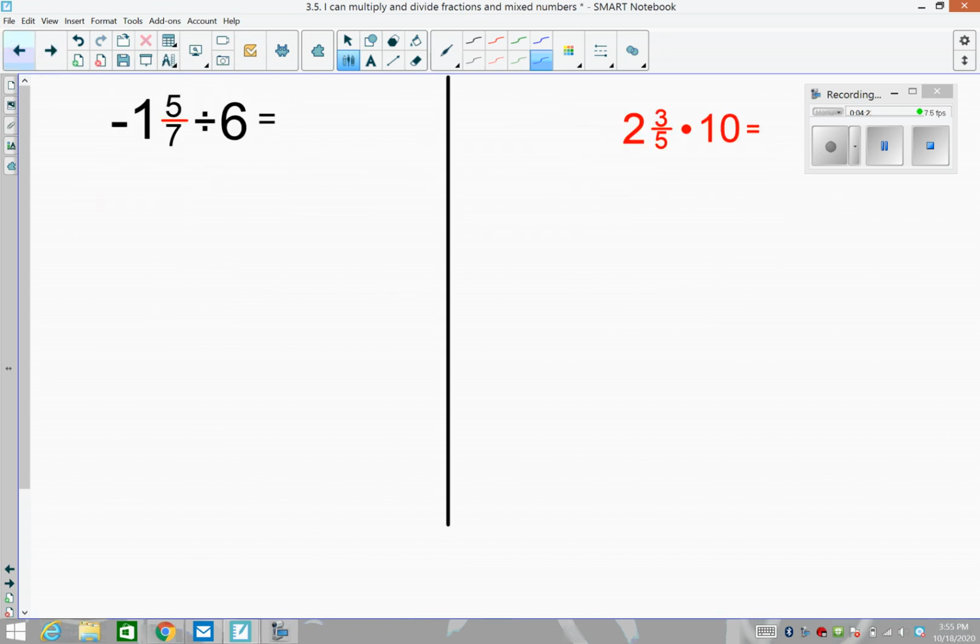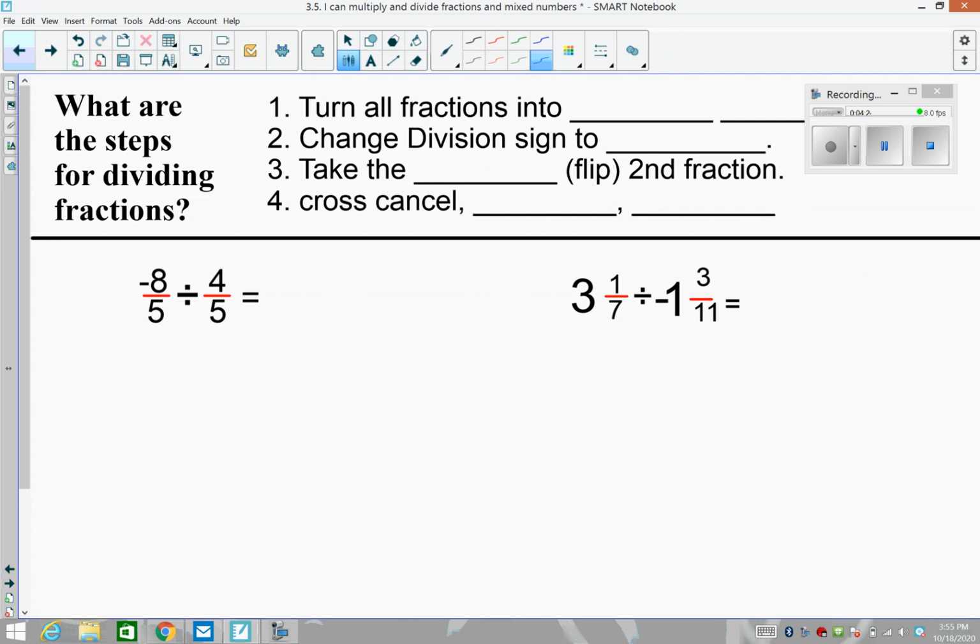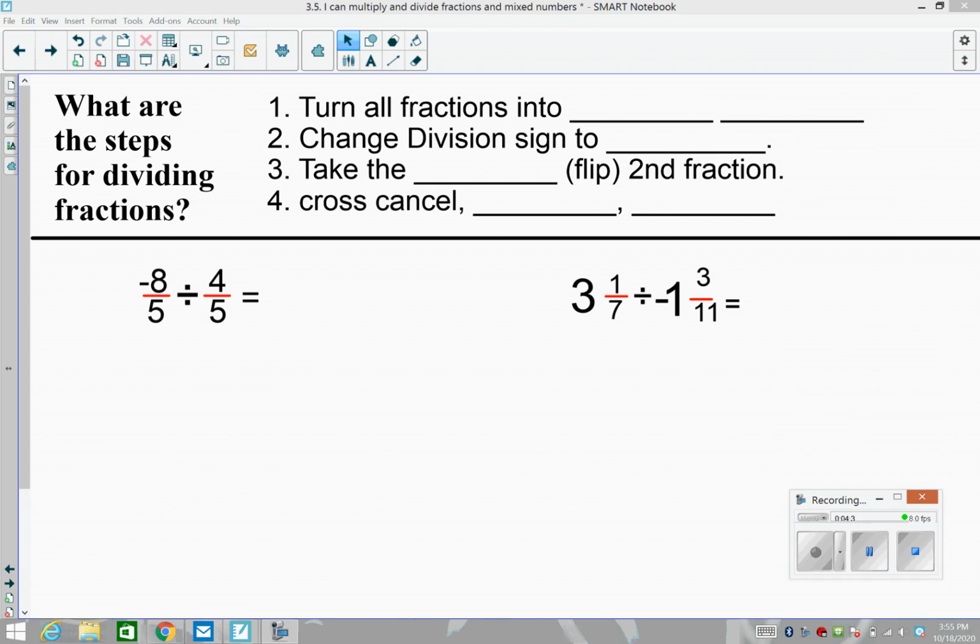So let's take a look at both of these. Or these are division, actually. Whoops, these are division problems. I should understand my own notes, right? So what about dividing? Well, dividing works kind of the same way once we get started.